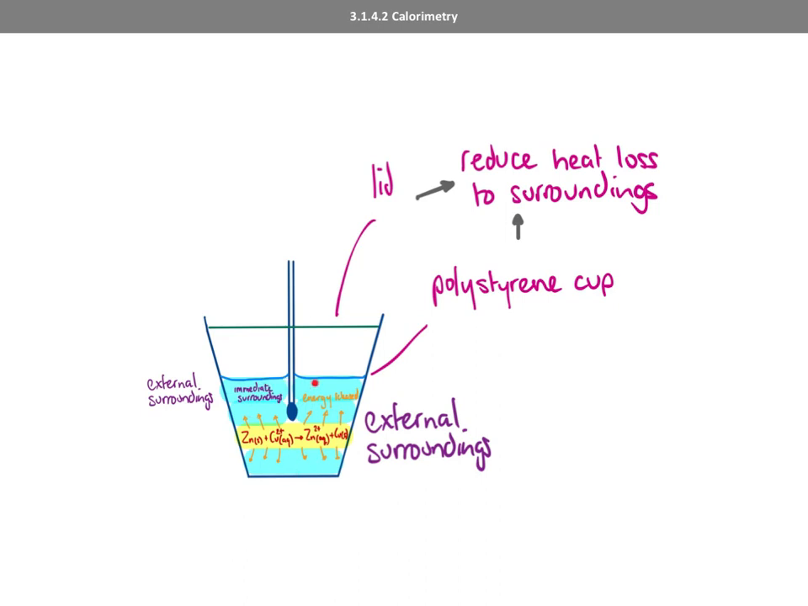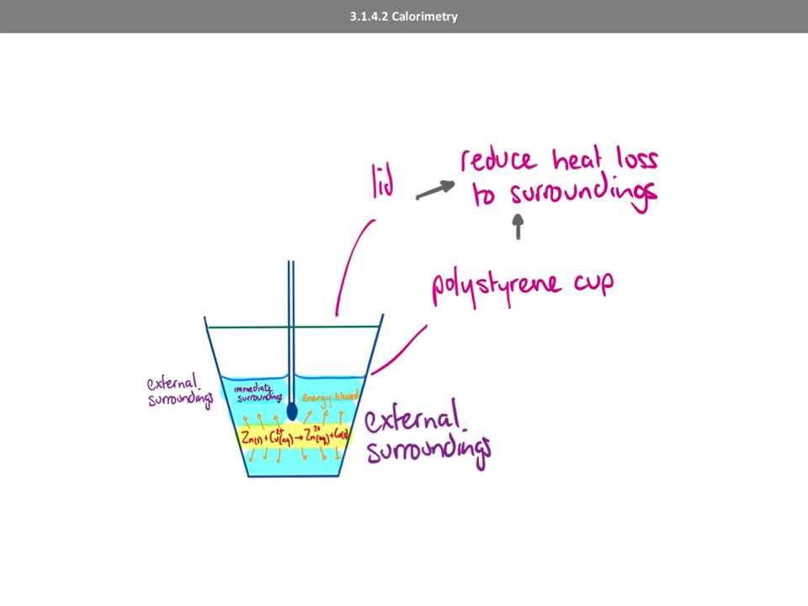The volume of our solution is going to give us our mass. One of the assumptions is that the specific heat capacity of these solutions is the same as water, so we have C. We have the information to work out delta T from the thermometer, we can work out the mass from the volume of the solution, and we know the specific heat capacity of the solution is assumed to be the same as water.